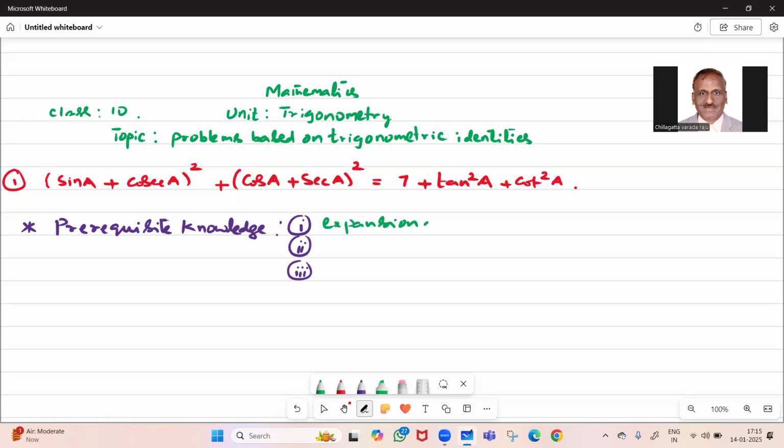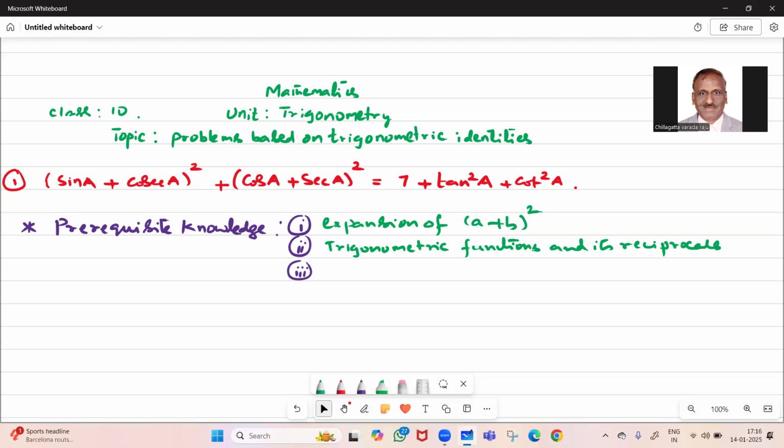Already you are aware of the expansion of (A + B) whole square. I am not going to write its formula. First you should know the expansion of (A + B) whole square. Number two, trigonometric functions and their reciprocals.